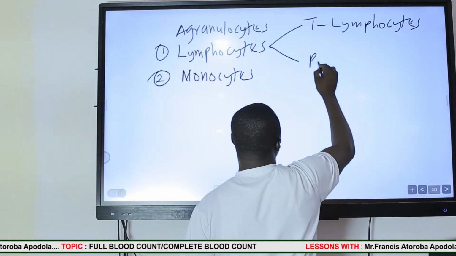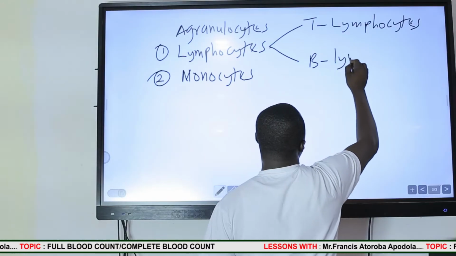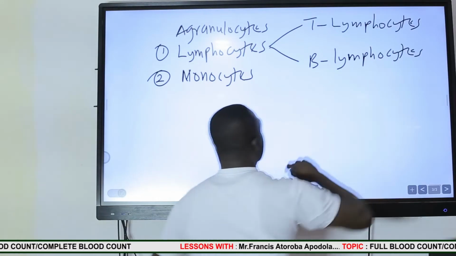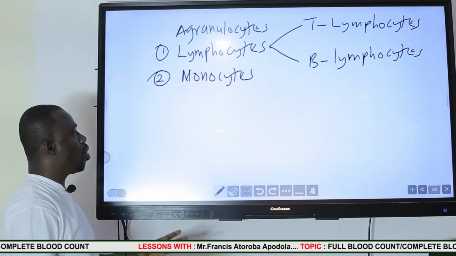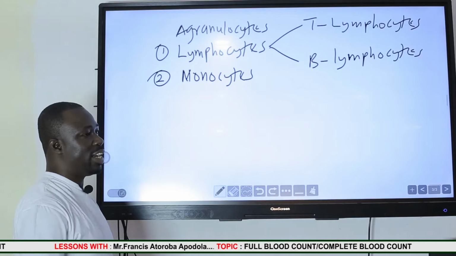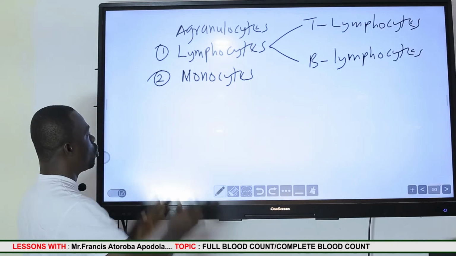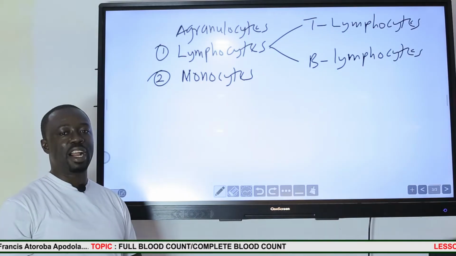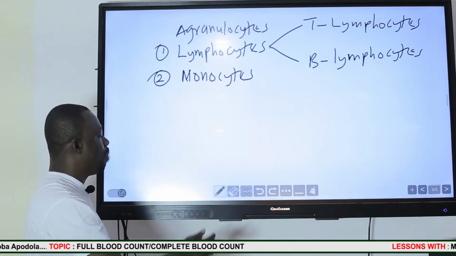And then we have the B lymphocytes. So these are the common types of agranulocytes. We have another agranulocyte, natural killer cells, but we will focus on lymphocytes and monocytes because that is what the full blood count test assesses.